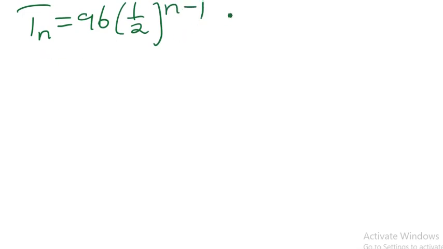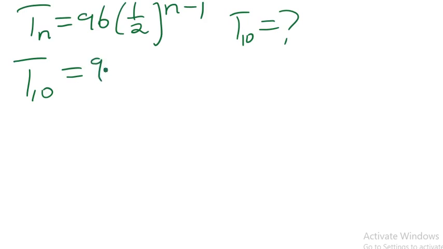So it means we are looking for what? For T10, because they say determine the 10th term. So we are looking for T10. That means that where there is n, you are writing 10. So T10 is equal to 96, open bracket, 1 over 2, to the power of 10 minus 1. Because where there is n, you are just writing 10.